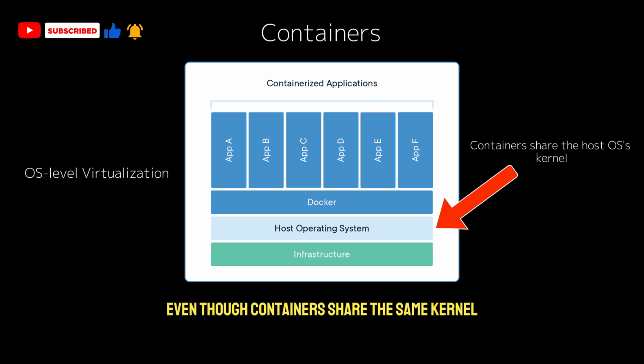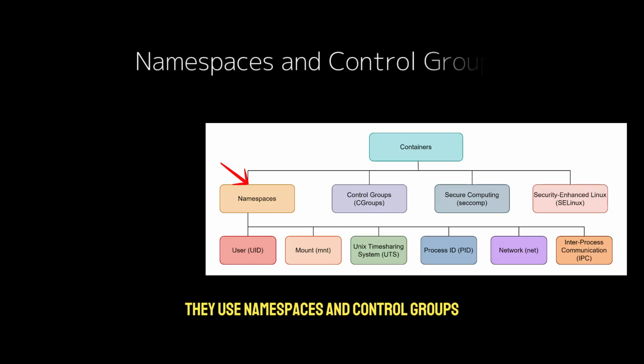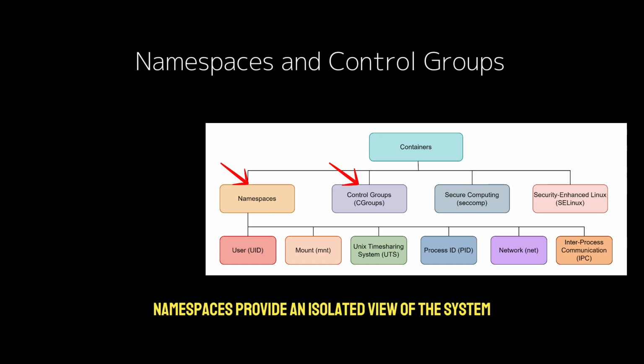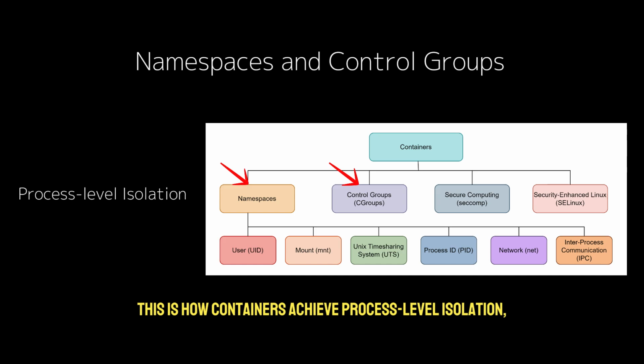Even though containers share the same kernel, they use namespaces and control groups, or cgroups, to keep processes isolated. Namespaces provide an isolated view of the system for each container, so each container believes it's the only one running on the system, even though it's not. This is how containers achieve process-level isolation, isolating each app without the overhead of a full virtual machine.